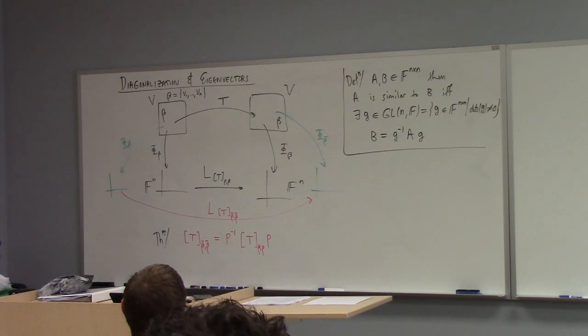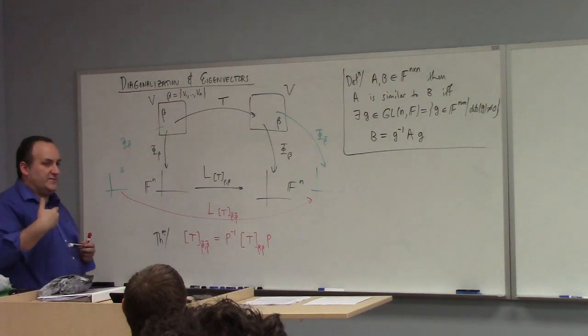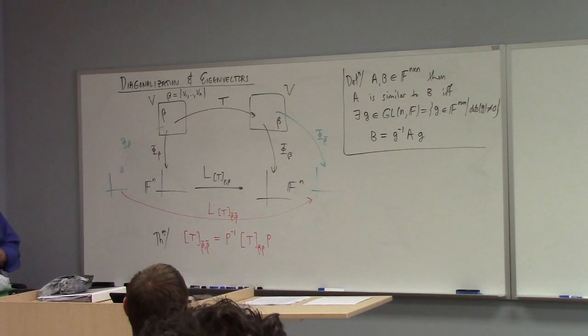I prove at the start of the chapter that if the two transformations are similar with respect to one choice of basis, then they'll be similar with respect to any other choice of basis actually. So similarity is something that works like that.